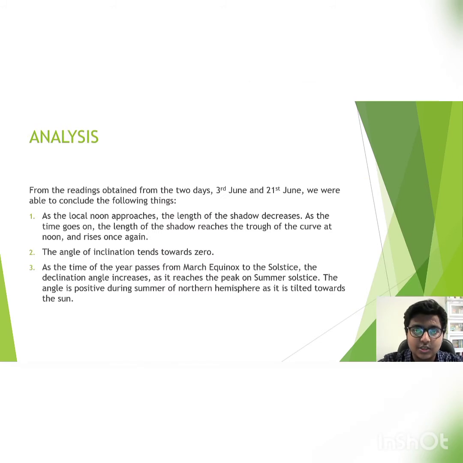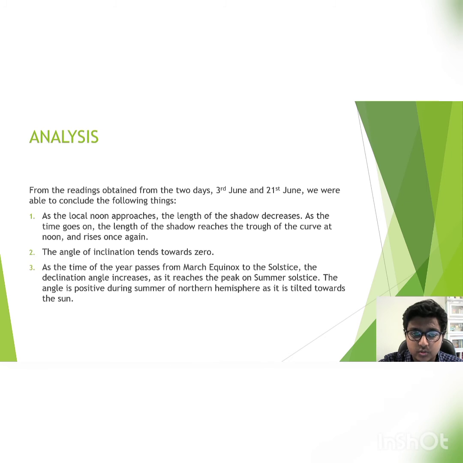Based on our experiments and observations on the 3rd and 21st of June, we could find out the following observations, and this was an analysis. First of all, as we approach the local noon, the length of the shadow is decreasing, and it is the least at noon. As time goes on, the length of the shadow increases once again. In other words, the length of the shadow reaches the trough of the curve at noon and rises once again.